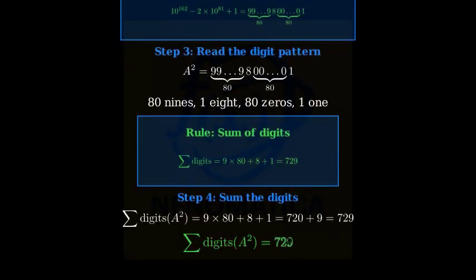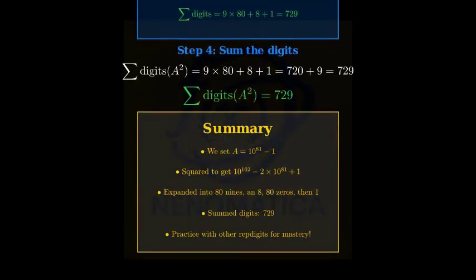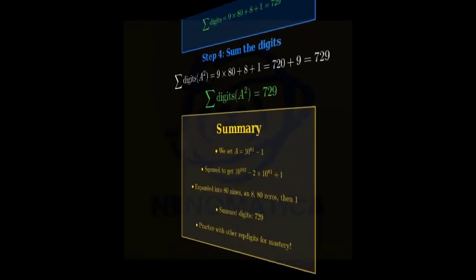Let's summarize what we've learned. We started with a number a consisting of 81 nines. We expressed it as 10 to the power of 81 minus 1. We then squared this number to get 10 to the power of 162 minus 2 times 10 to the power of 81 plus 1. This expanded to a number with 80 9s, followed by an 8, 80 zeros, and a 1. Finally, we calculated the sum of these digits to be 729.